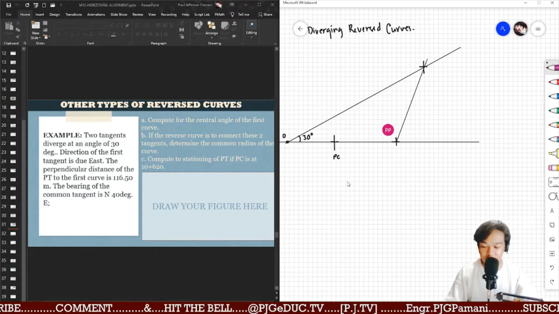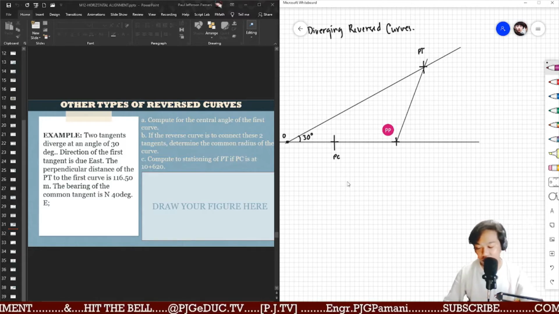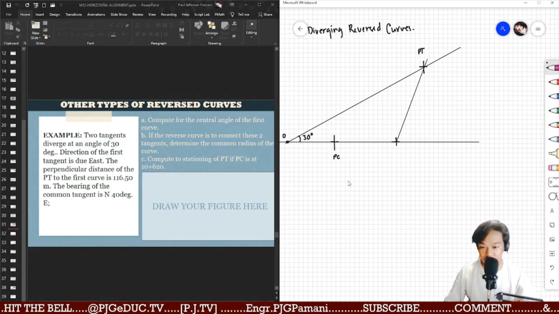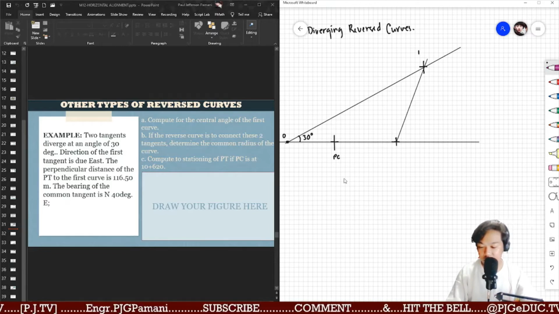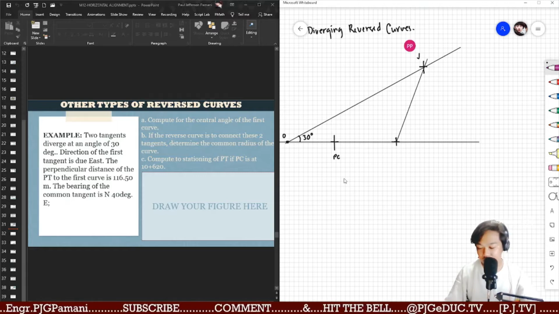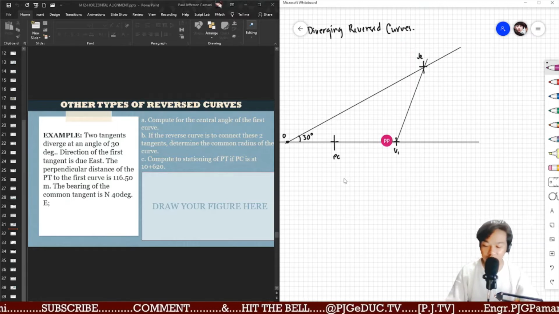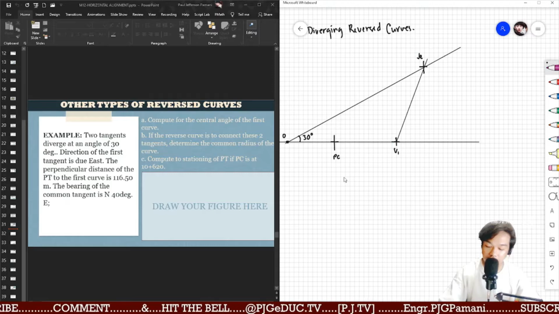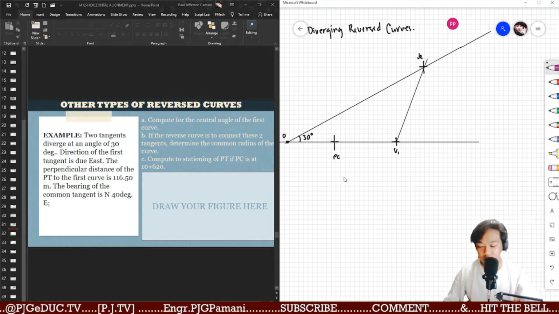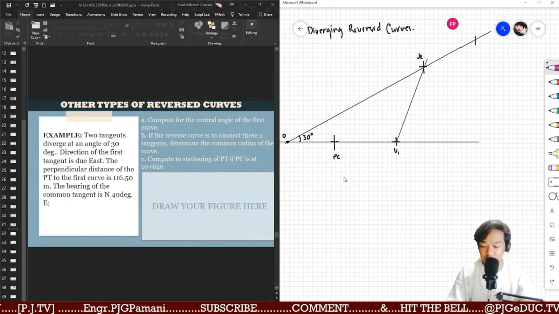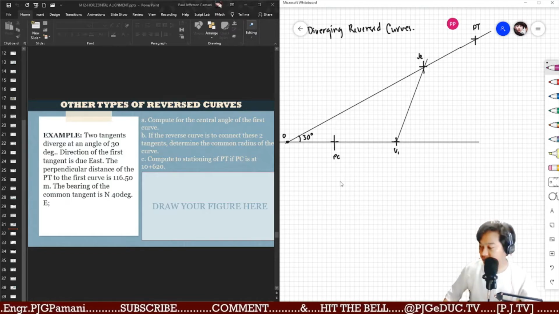Ito ngayon yung ating PT. Ay, wala PT. That is our vertex 2 and vertex 1. Then, end ko lang to. And that should serve as our PT.